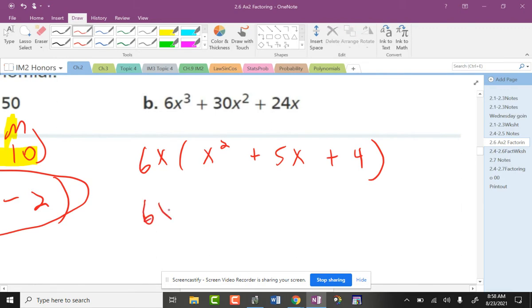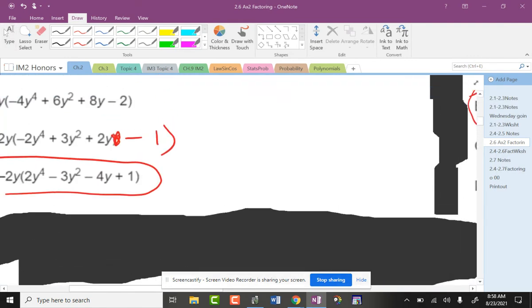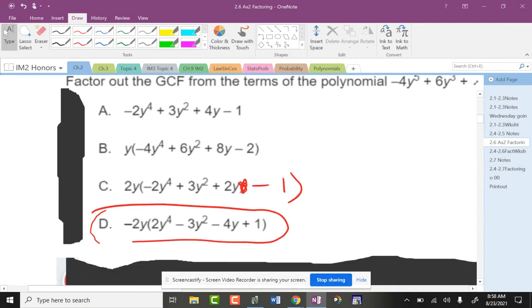Don't forget the 6x. This is the point of that one question up here. Let me go back up to the Bellwork quote, quote, quote. This is you take out a 2, and then this is what you're left with, but they didn't have the 2 or the 2y shown out in front. That's why that is wrong.